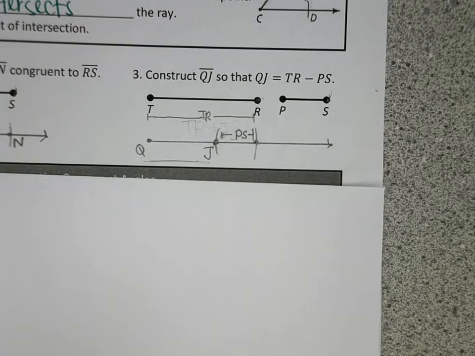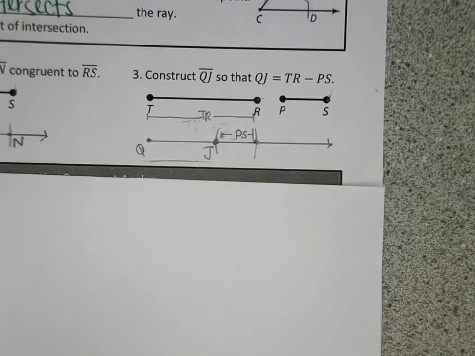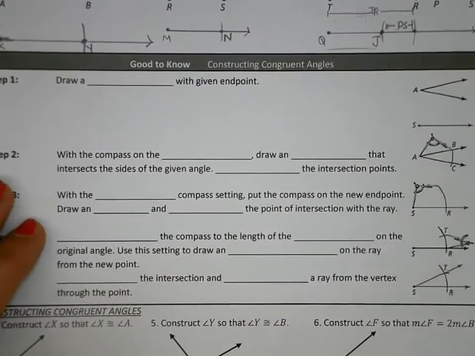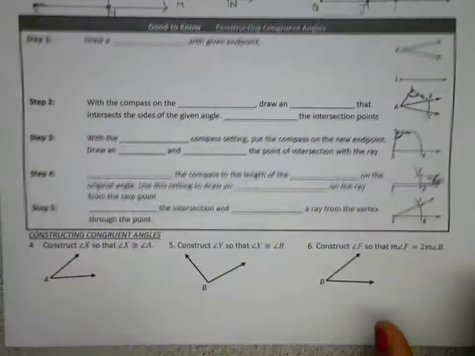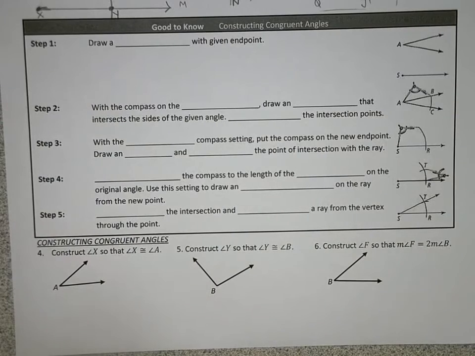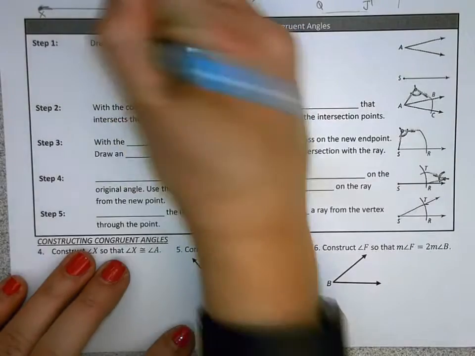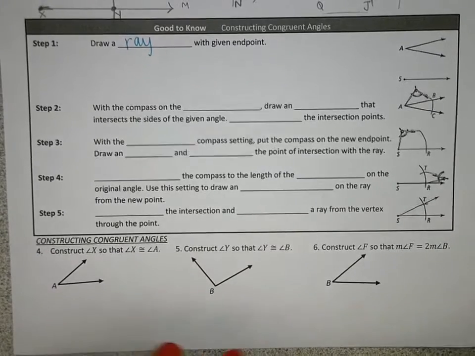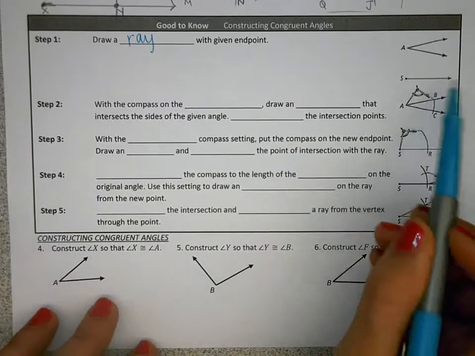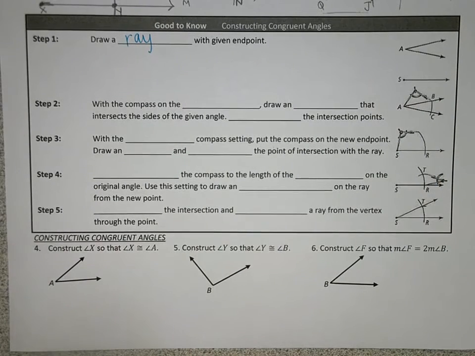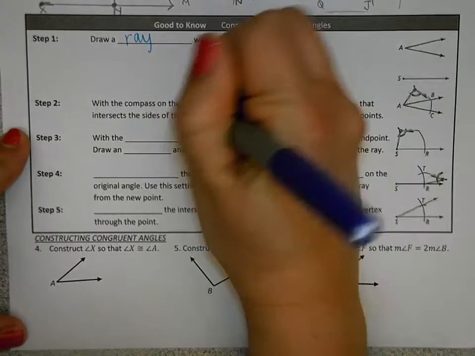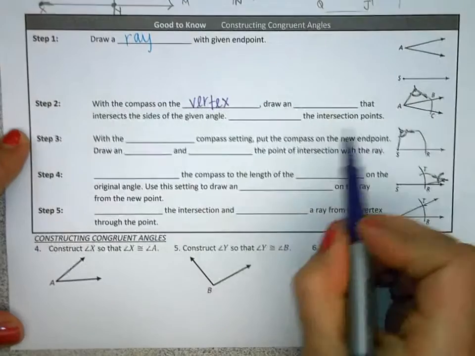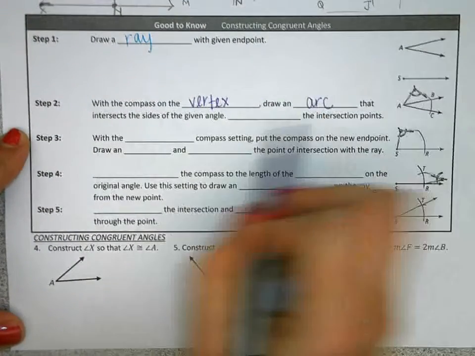All right, let's talk about copying angles. So constructing congruent angles is also very useful to us. It's a little bit more steps, but it's not too bad. I know it's a lot of words, but I just want to make sure that we have it all in there for you. So step one, you are going to draw a ray with a given endpoint. So we almost always start with an endpoint and a ray. So if I'm copying this angle, I start with a ray. And I put my compass on the vertex of the angle. And I'm going to draw an arc that intersects the sides of the given angle.